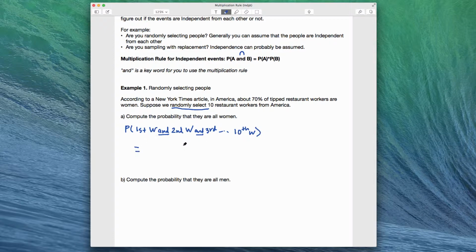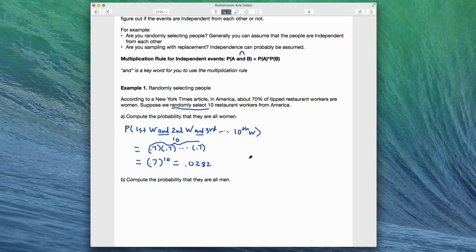So we have independent events. We know the probability of any person being a woman who works being tipped at a restaurant. That is 0.7. Well, we also have a second person, and they also have a 70% chance of being a woman. And we keep on going until we have 10, because we want to select 10 people. So in all, we have 10 multiplications for the 10 different people. We can write this in exponential notation, 0.7 raised to the 10th power, and this will give us our probability, which is 0.0282.